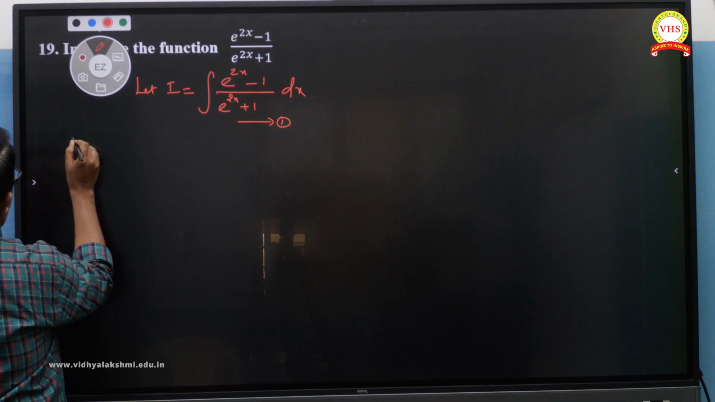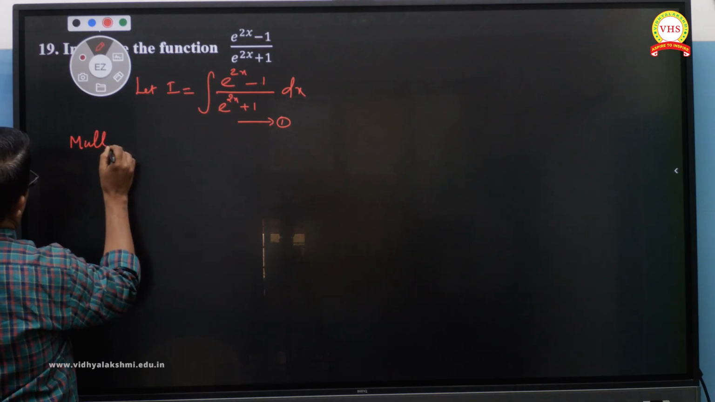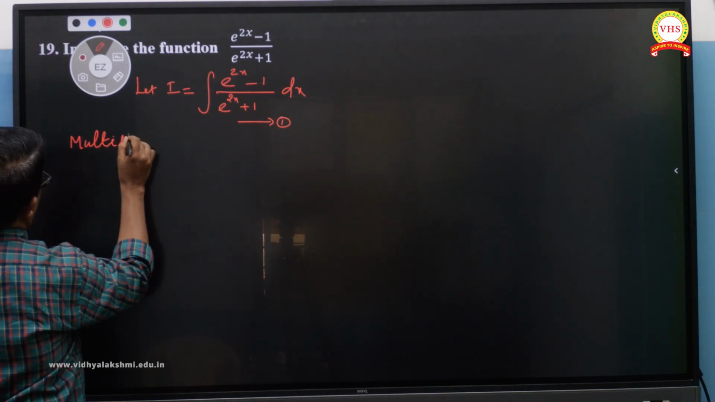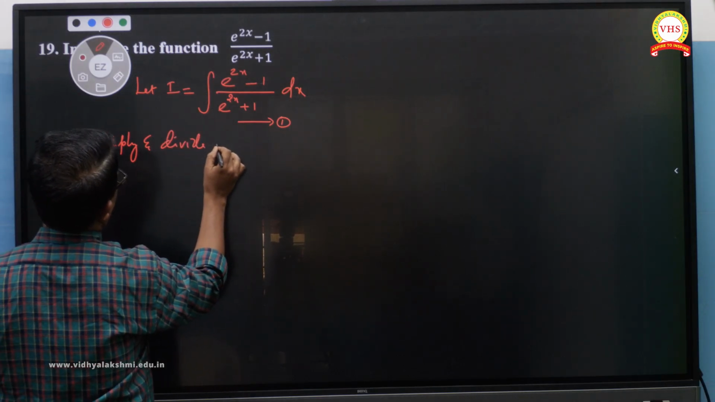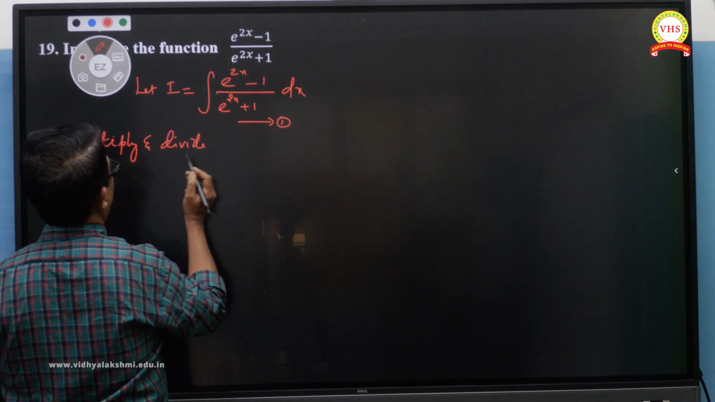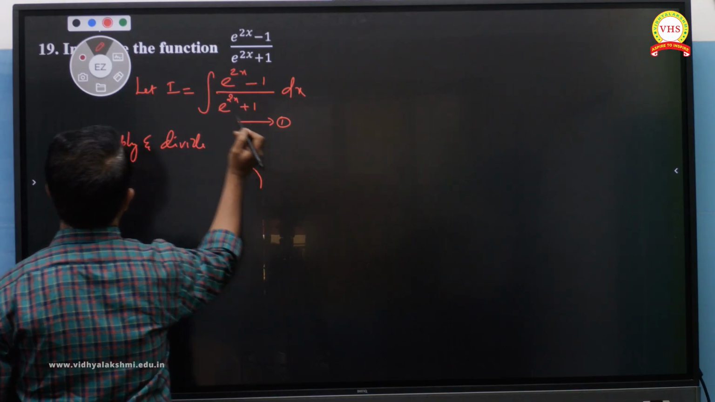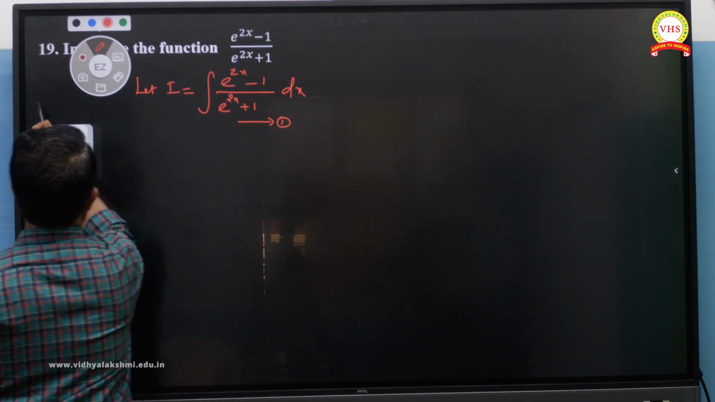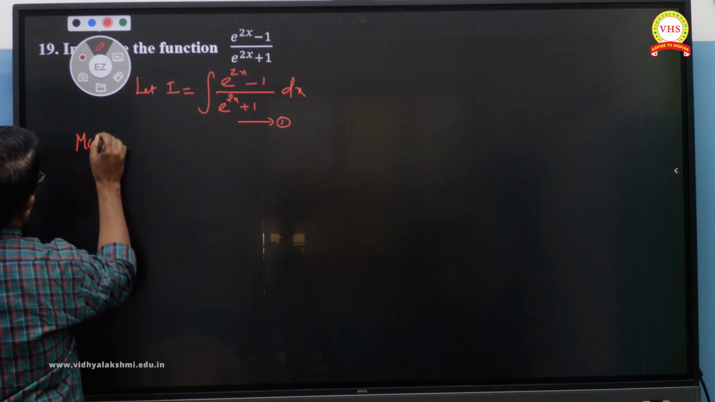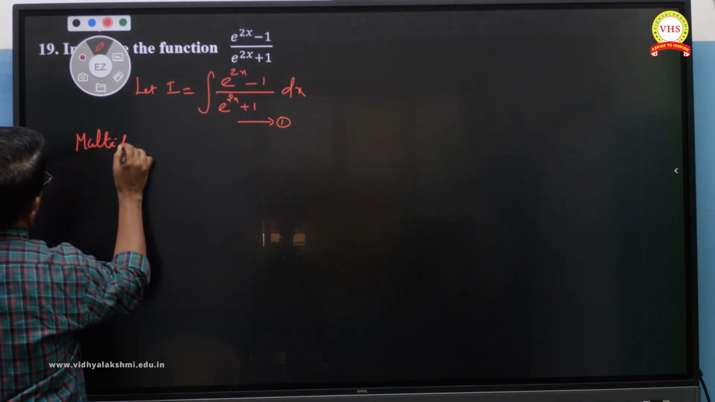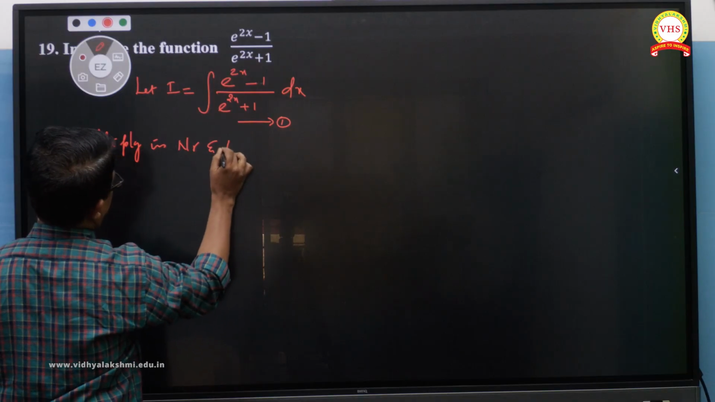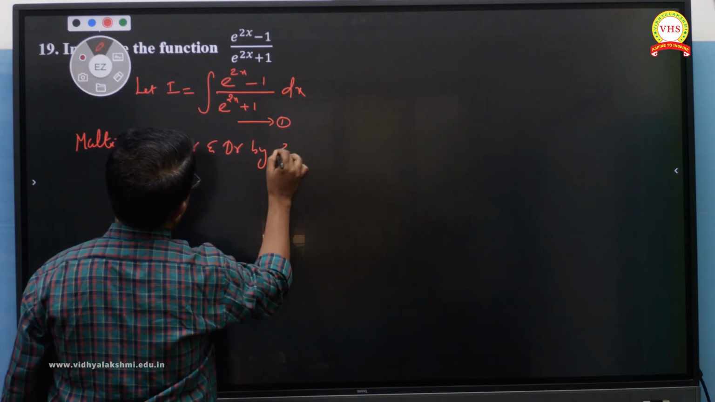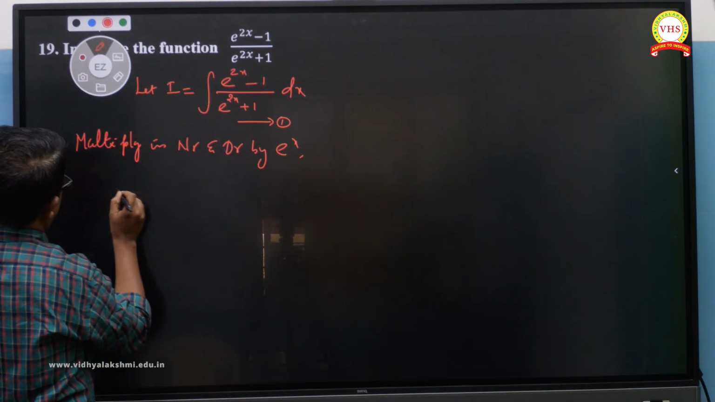Now here multiply numerator and denominator, that is better. Multiply the numerator and denominator by e^x. What are we going to get?